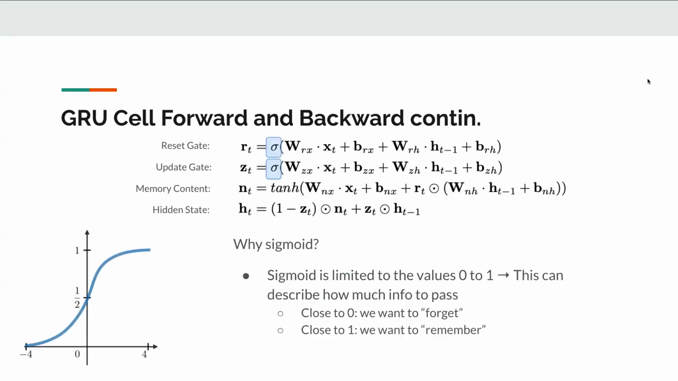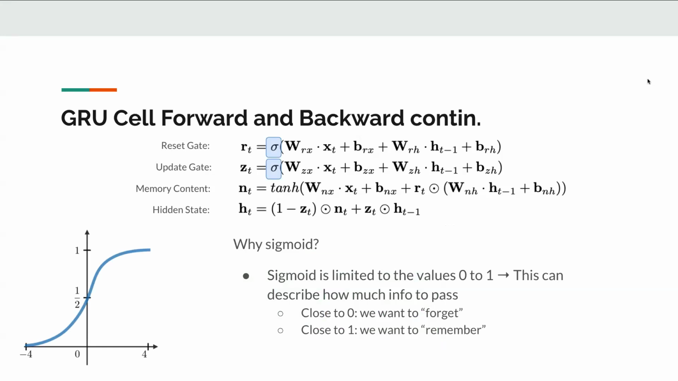GRUs are used for a number of tasks, such as optical character recognition, speech recognition, or any task that requires long-term memory retention. But now that you have transformers, you learn later that they supersede the ability of GRUs.